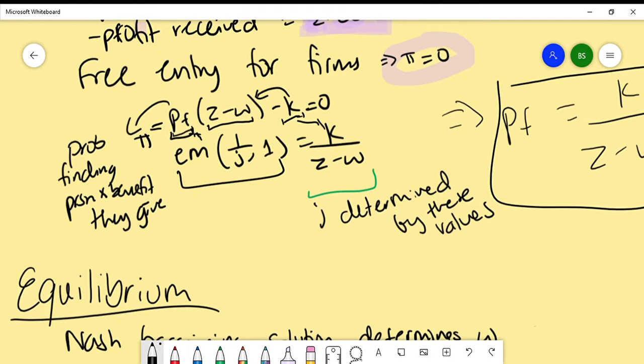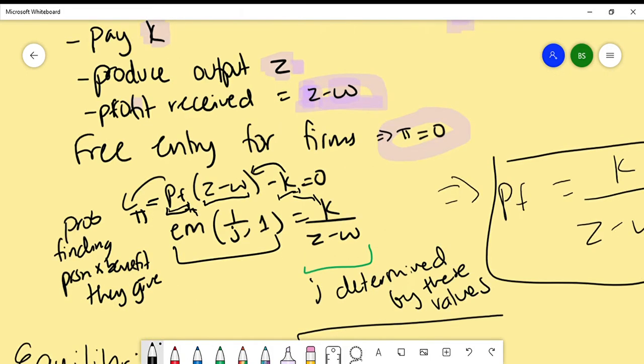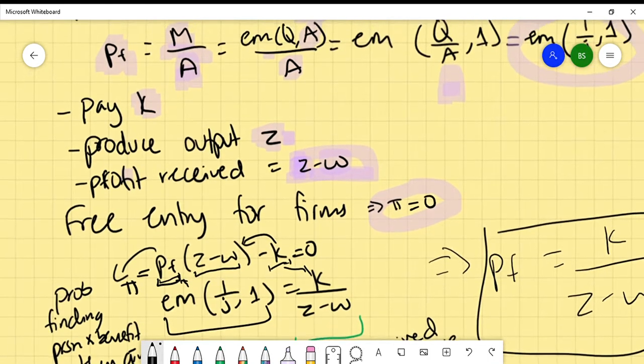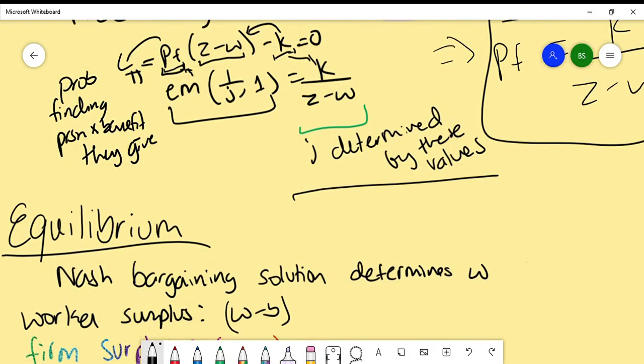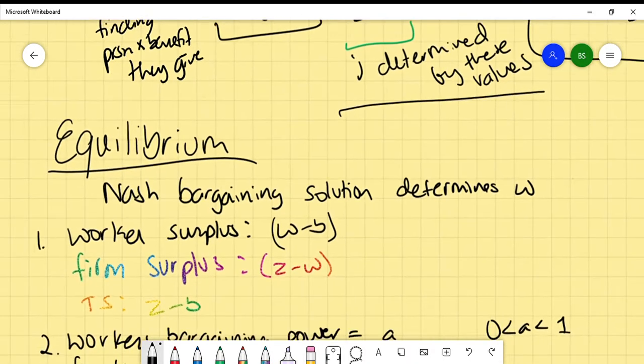Okay, let's see. So I made a note here that J is determined by these values. J is determined by K, Z, and W. And if any of these things changes, then J would change. And that's true. Obviously, there are other things that can change J, right? Other than K, Z, and W. For example, B. In the consumer function, if B changes, then J would change. But for some reason, I just wrote that down.